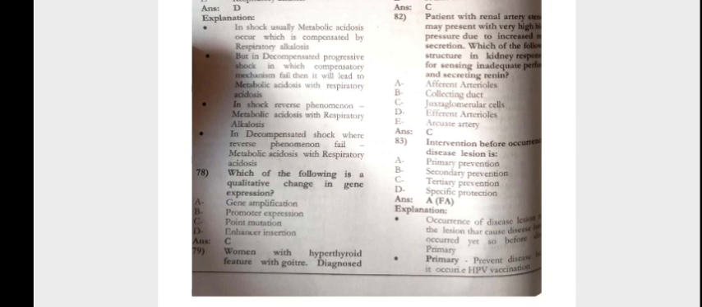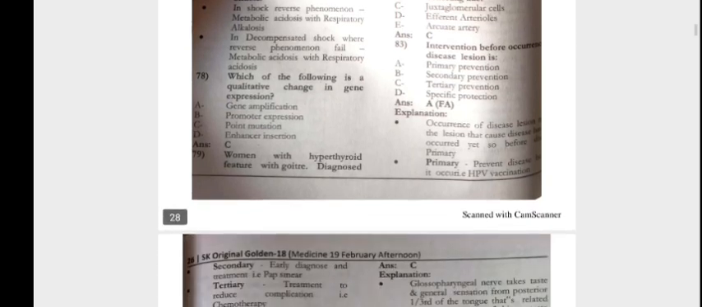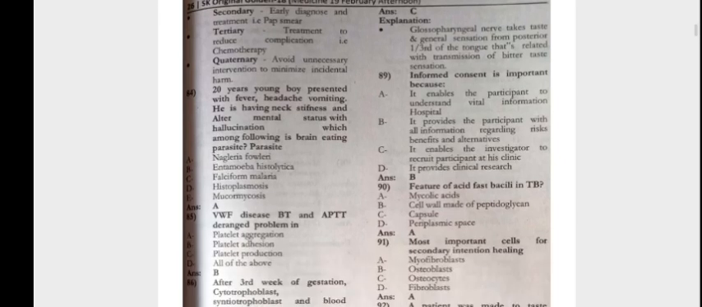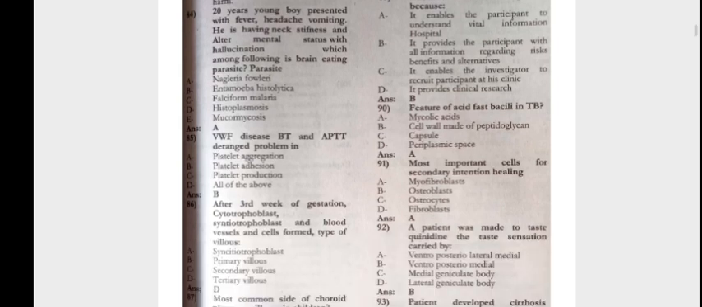Intervention between the occurrence of disease and the lesion is primary intervention. Next, question 84: a 20-year-old young boy presenting with fever, headache, vomiting. He is having neck stiffness, altered mental status and hallucination. Which among the following is the brain eating parasite? That is Naegleria fowleri.